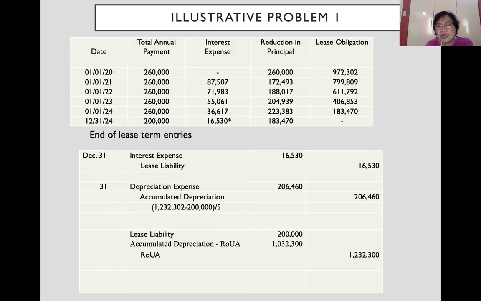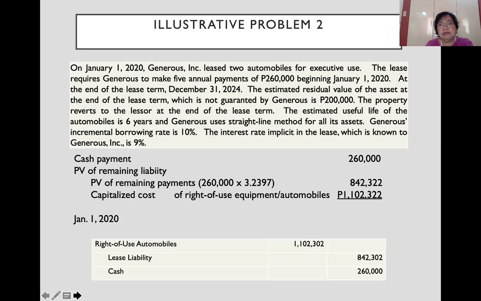If the asset, let us say, has a value of only 150,000, then you have to pay for 50,000, and you have to recognize an impairment loss. So your entry will be revised. Debit lease liability 200,000, debit impairment loss 50,000, debit accumulated depreciation 1,032,300, credit right of use asset 1,232,300, and credit cash for 50,000. Okay, so again, that's one example with guaranteed residual value.